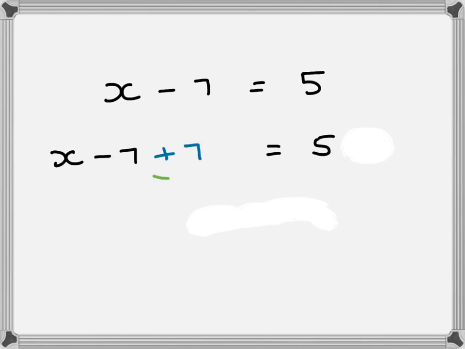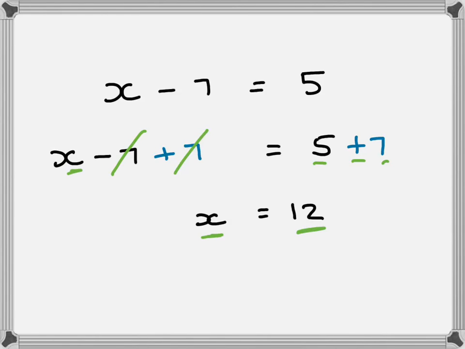And because we did it on this side, we have to also do it on the other side. And then what are we left with? We are left with x equals 12. Why? Because minus 7 plus 7 cancels out. We have an x here, which comes and stands here. 5 plus 7 is 12, which stands there. So x is equal to 12. And let's check it. 12 minus 7 is equal to 5. We know that.